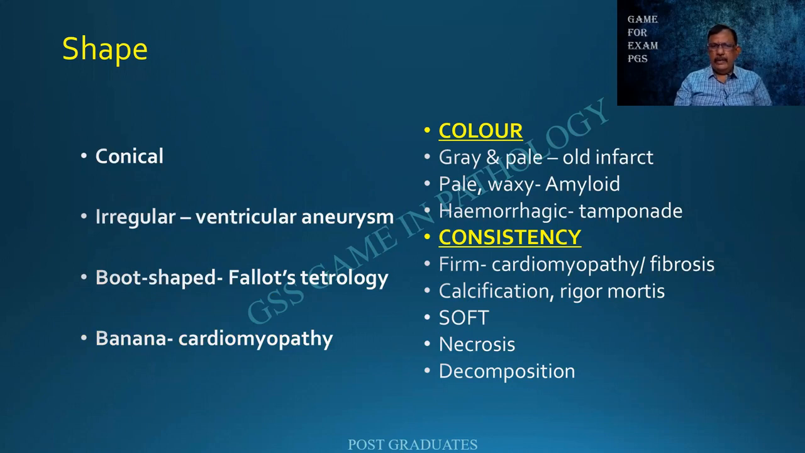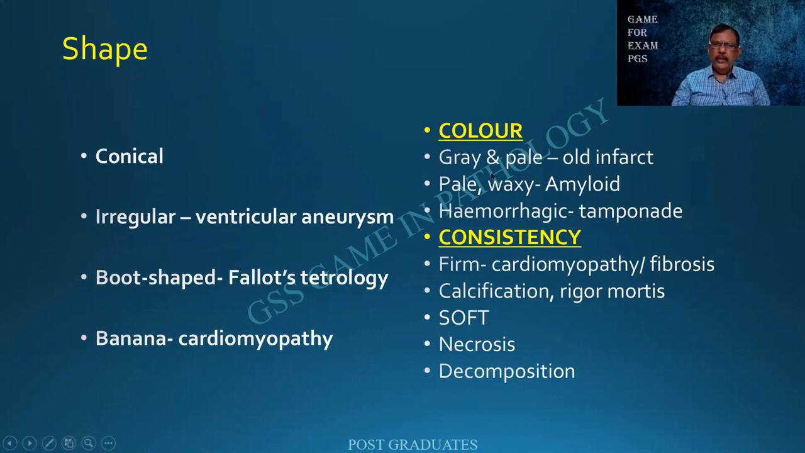The shape of the heart. It is usually conical. We have seen a couple of pictures. It can be irregular, as in the case of a ventricular aneurysm, where there will be a bulge. It can be boot-shaped, as we had seen earlier, in tetralogy of Fallot. It can be banana-shaped, as in the case of cardiomyopathy. So they might ask you, is there any variation in the size, shape, etc.?